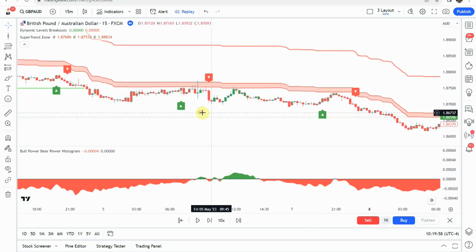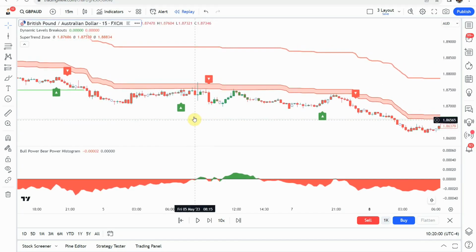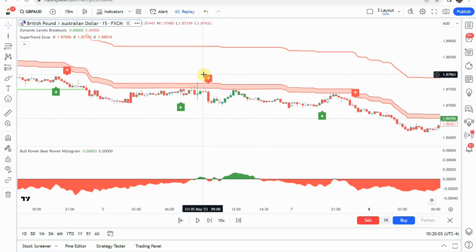All right, for a short trade setup, it is just the opposite. Everything needs to be red. So we're looking for the red tag first and foremost from the dynamic levels. Then looking for the super trend zones to also both be in the red position. And then the bull power, bear power to also be red.